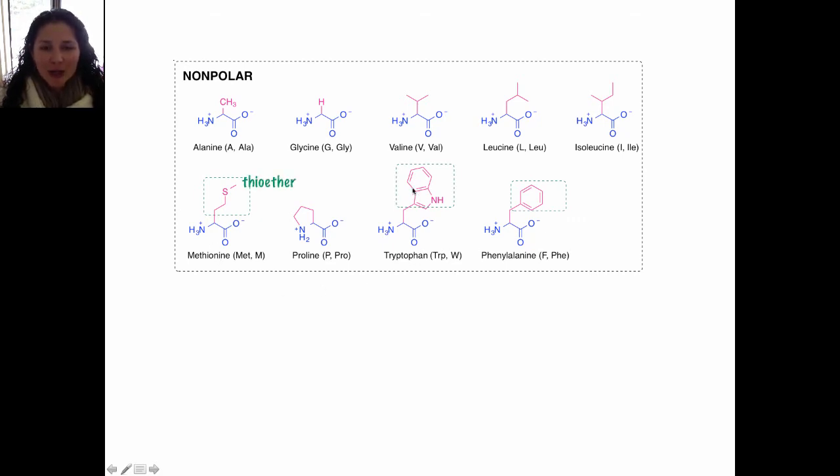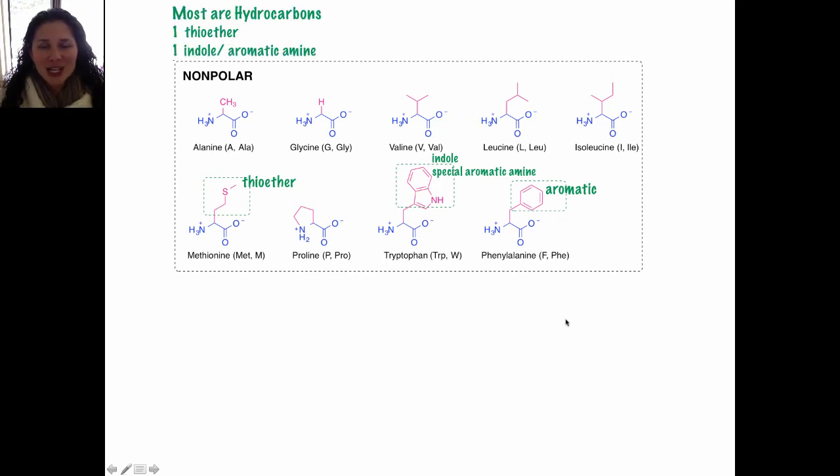Tryptophan has an aromatic group, and this is actually a special type of aromatic group that also includes an amine. This is called an indole, and it's a special aromatic amine that is not basic like other amines usually are. And phenylalanine is an aromatic functional group. Most of these side chains can be classified as hydrocarbons. There's one thioether, one indole, and one aromatic side chain.